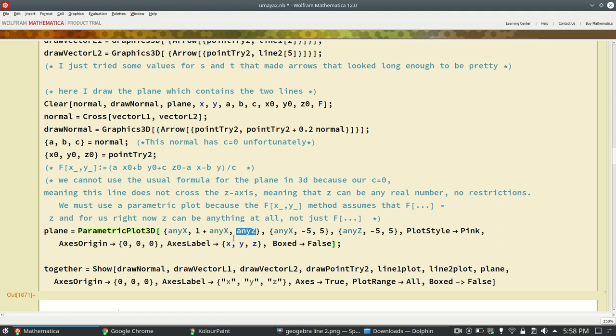And then this function ParametricPlot3D requires you to put the range. So any x, I want to go from -5 to 5. Any z, I want to go from -5 to 5. All right, I'm going to pause for a moment here.